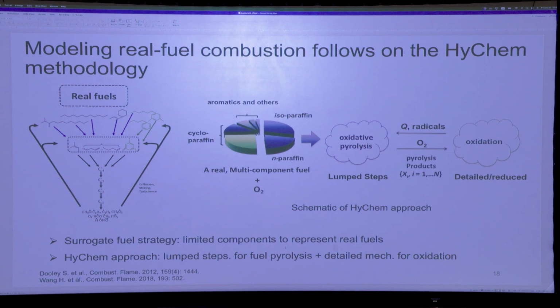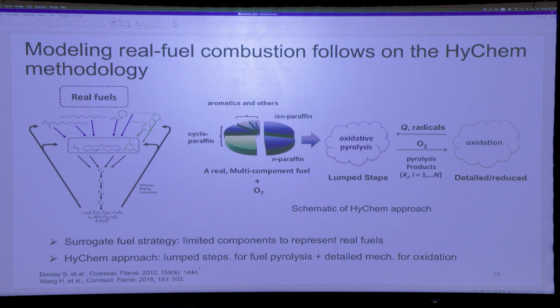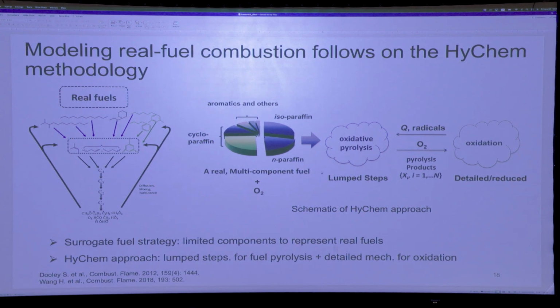So in 2018, he looked back at the work done here at Princeton. He saw the work done by Dooley and Dryer, that real fuels are mixtures. They break down to intermediates. Those intermediates break down to small species, and they govern the kinetic phenomena. And Hai Wang said, okay, real fuels are these complex mixtures reacting with oxygen. He said the first step of that reaction is something we call oxidative pyrolysis, and this oxidative pyrolysis is a relatively fast phenomenon.